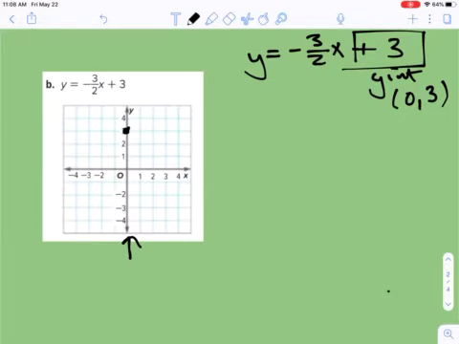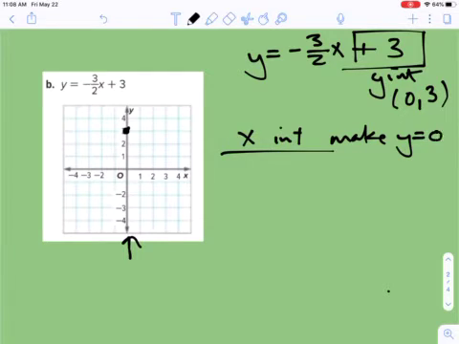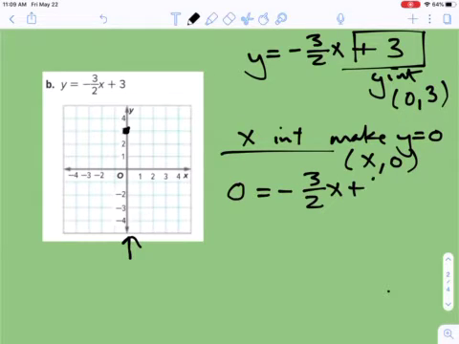And then if I want to find my x-intercept, I'm going to make y equal to 0, because that will help me find the point (x, 0). So just rewrite this equation and substitute 0 in for y, which is what I did right off the bat. And then it's a matter of solving this. This is a little uglier equation, but it's not too bad.